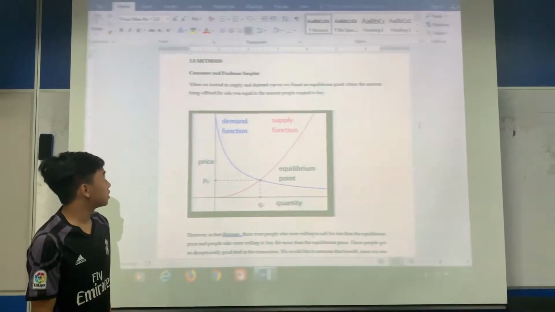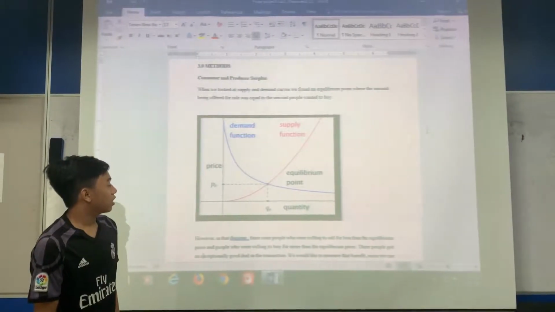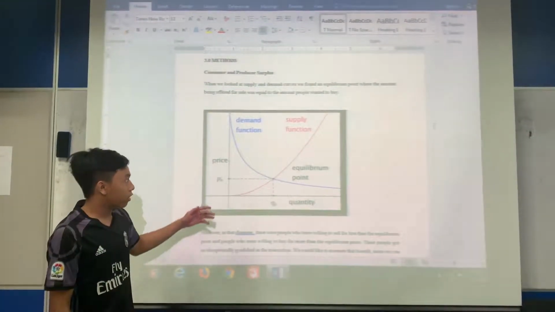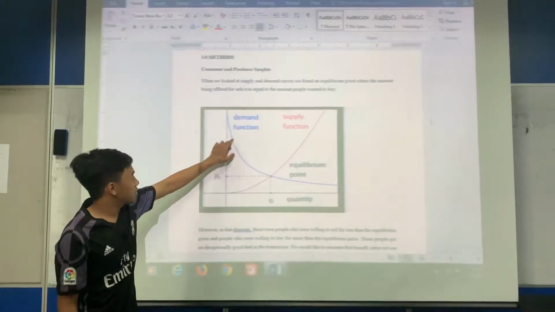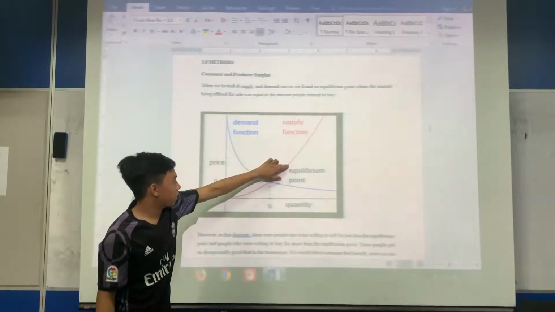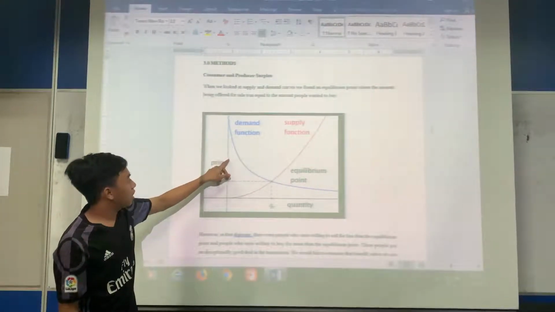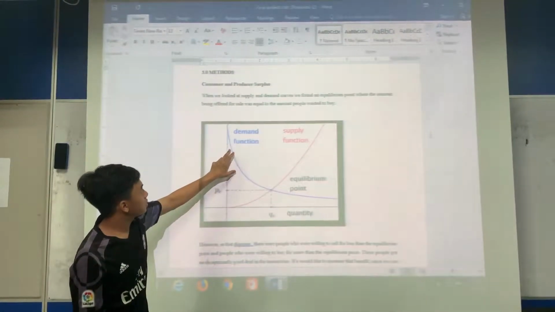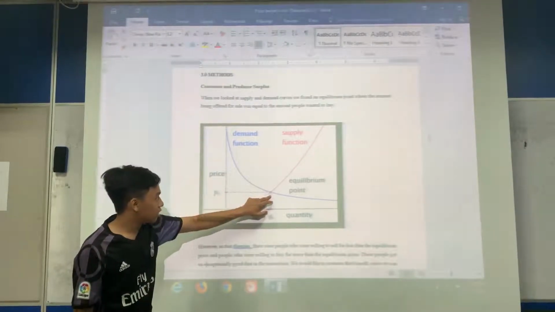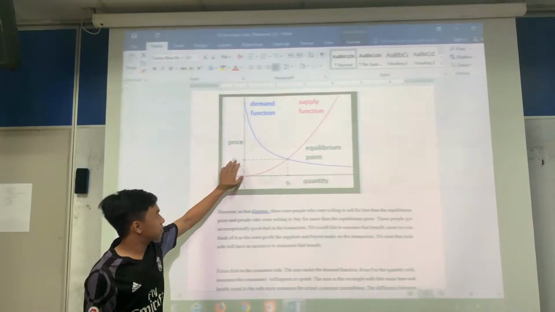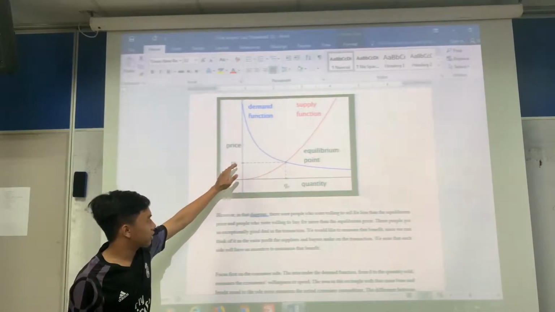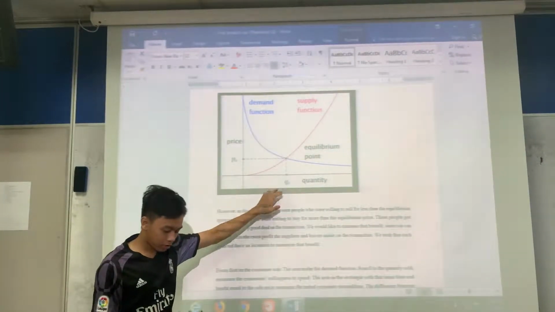Okay, today I want to explain about the methods in the application of calculus in economics. So, firstly, I want to tell about the equilibrium point. So, we look here at the equilibrium point. This is the demand function and this is the supply function. So the equilibrium point is set where the demand function and supply function meet. Okay, so this is the price at the equilibrium point and this is the quantity at the equilibrium point.